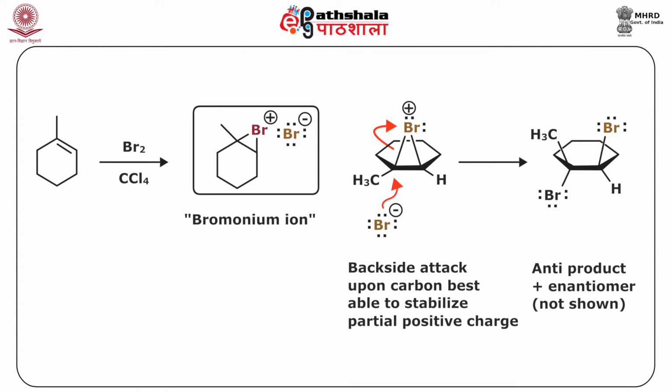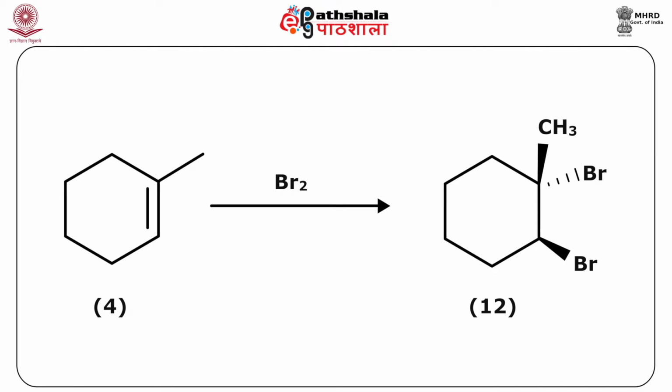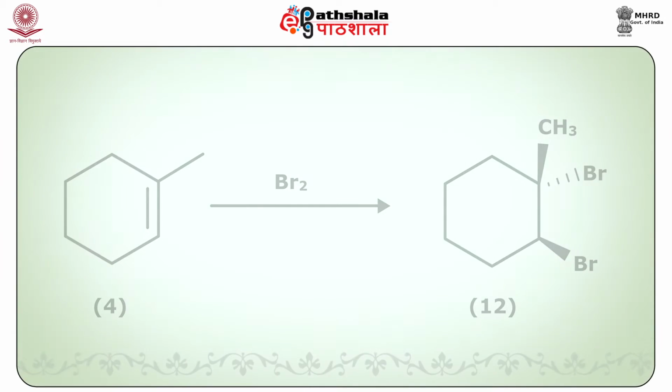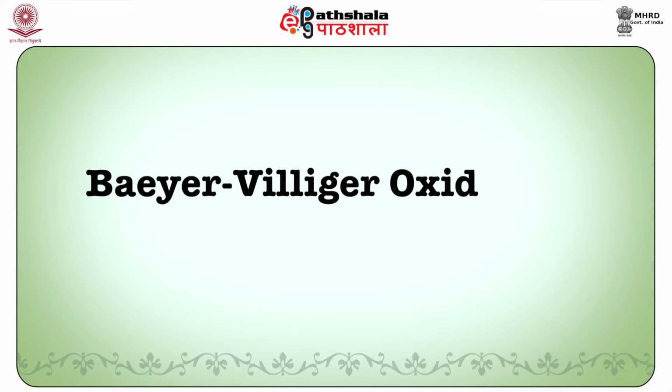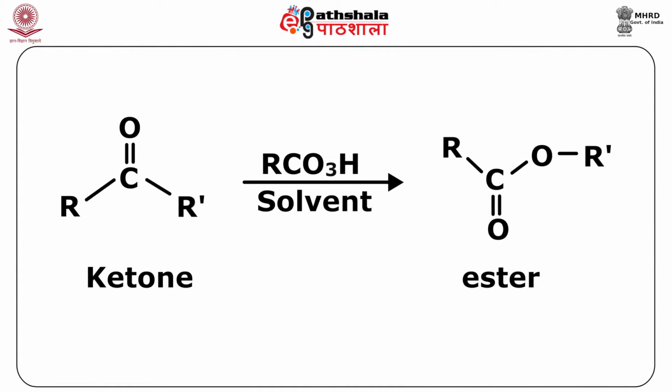The same is the case for the addition of bromine to alkenes. Since we are forming a carbon-bromine bond on both the carbons, regioselectivity does not occur because it produces only a single product, which is 1,2-dibromo-1-methylcyclohexane. Baeyer-Villiger oxidation. The Baeyer-Villiger oxidation is known to oxidize ketones to esters by employing peroxy acids.